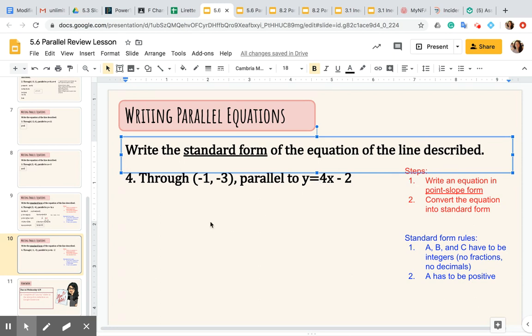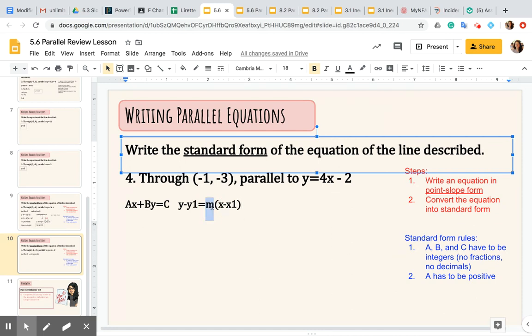Well, first and foremost, standard form is going to be this: Ax + By = C. Step 1, write an equation in point-slope form. That means I want to start with this form. y − y1 = m(x − x1).